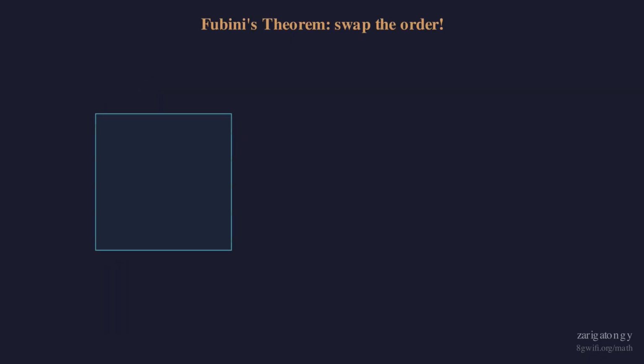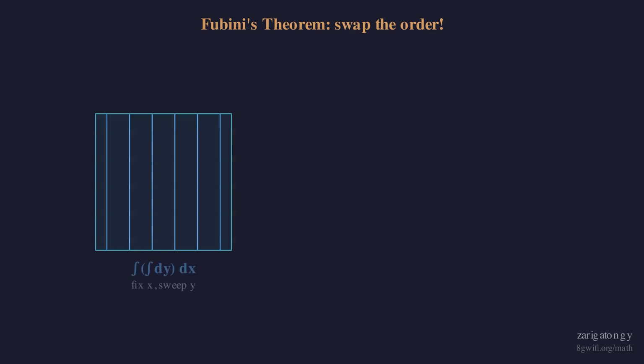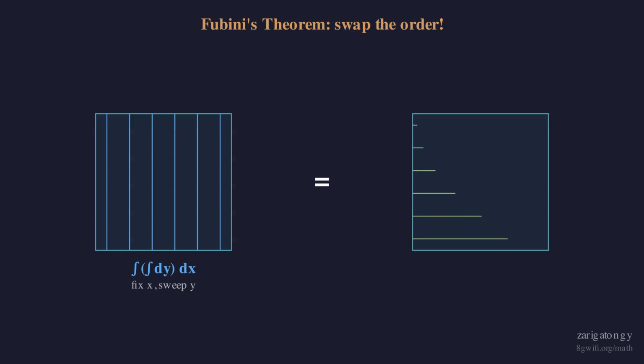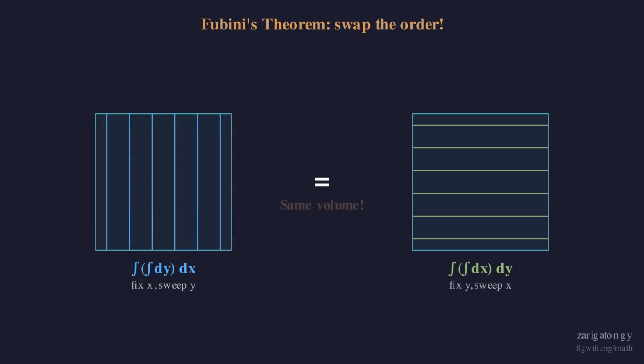Fubini's theorem says you can swap the order of integration. Slice vertically, fix x, integrate y first, or slice horizontally, fix y, integrate x first. Either way, same volume. This flexibility is incredibly useful.